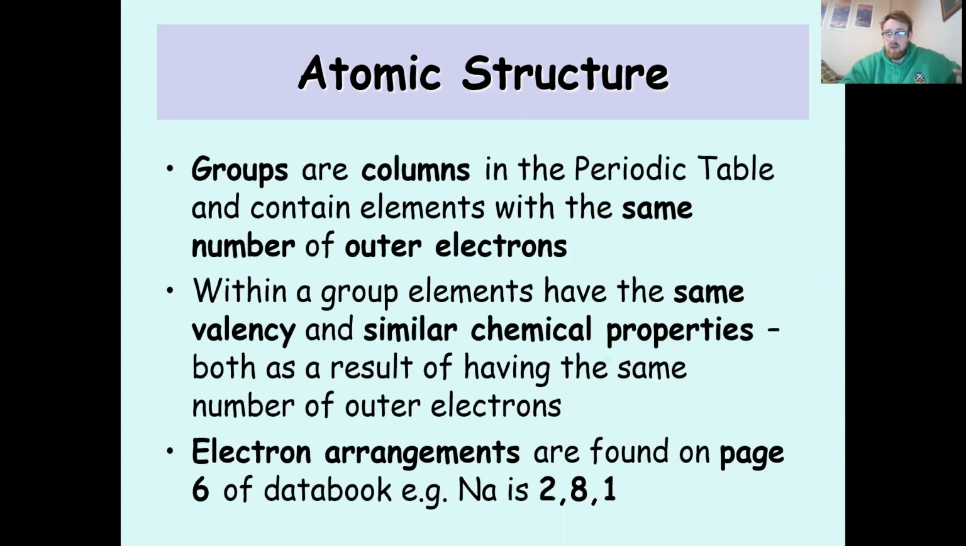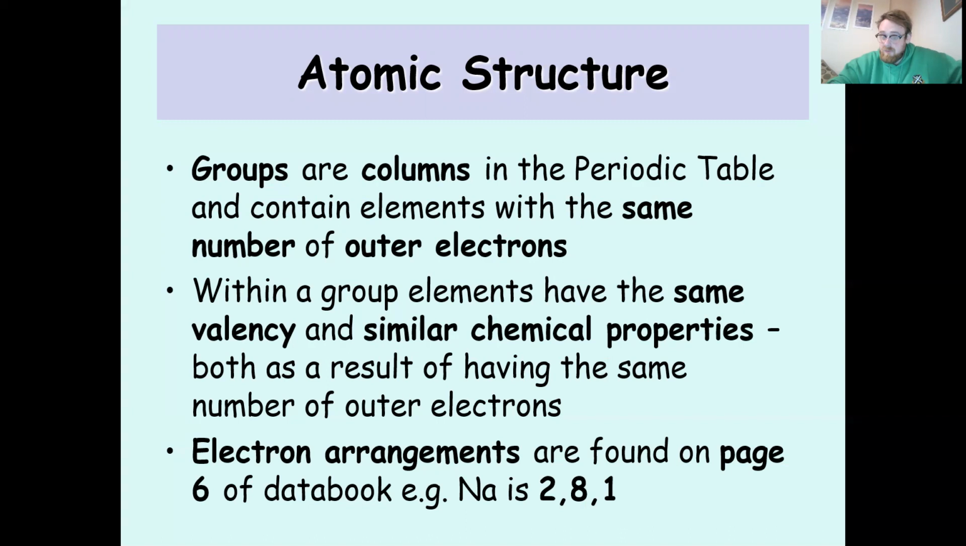Simple as that. Groups are up and down on the periodic table, and they contain elements with the same number of outer electrons. So everything in group 1 will have 1 outer electron. Everything in group 2 is going to have 2 outer electrons. Within a group, elements have the same valency. If you think back to the formula topic, that's the number of bonds that an atom can make. That's what valency means. And similar chemical properties. So all the halogens react similarly: fluorine, chlorine, bromine, iodine, all really similar. Noble gases: helium, neon, argon, xenon, all very similar, because they have the same number of outer electrons.